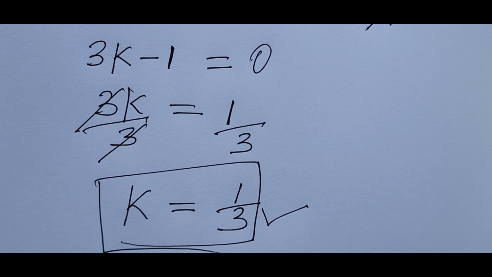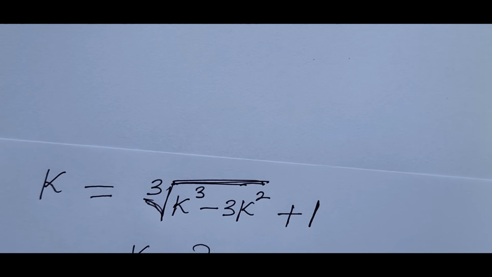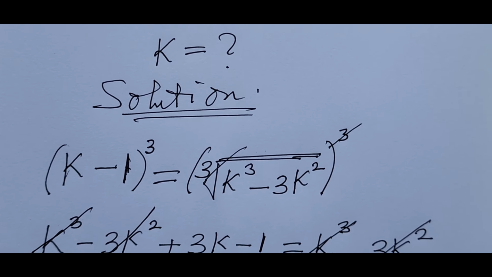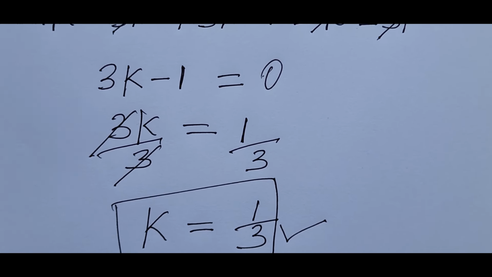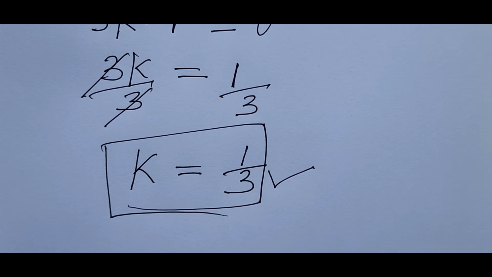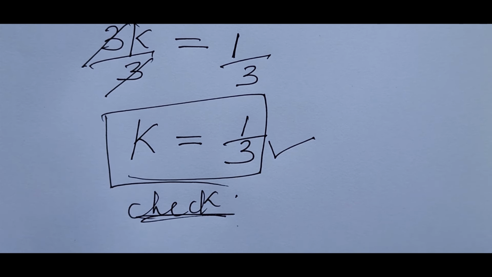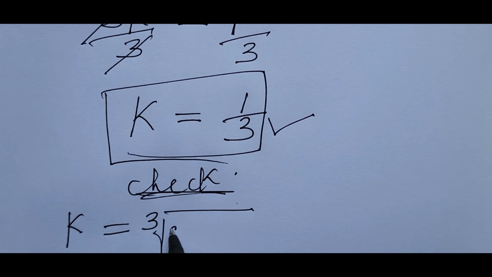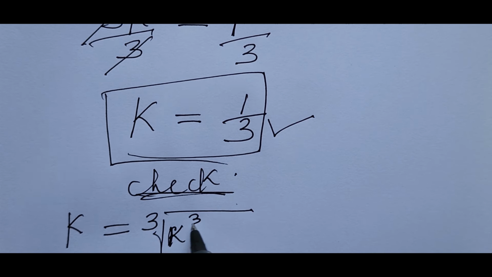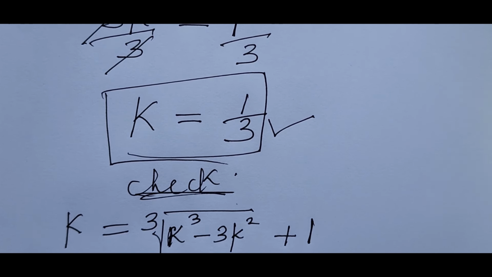But here, can we prove that this actually satisfies the original equation? Look at the original equation here. We want to put the value k equal to 1 over 3 into anywhere we see k. So let's take our check. We have the equation k is equal to the cube root of k raised to the power of 3 minus 3k raised to the power of 2, then plus 1, right?